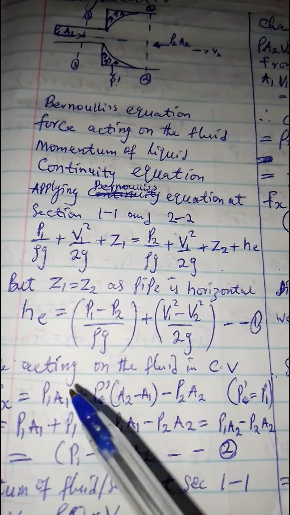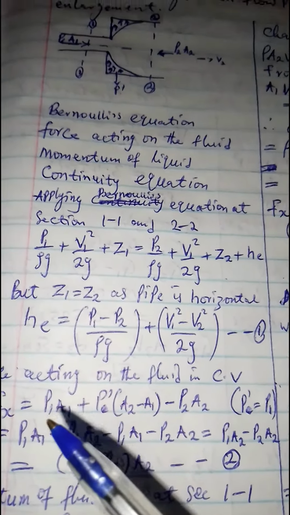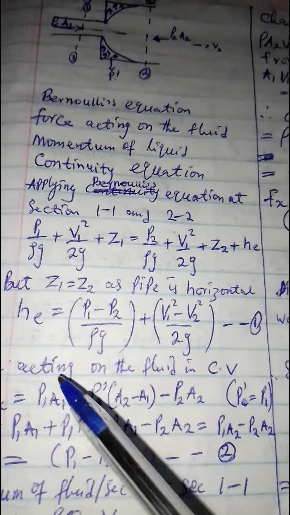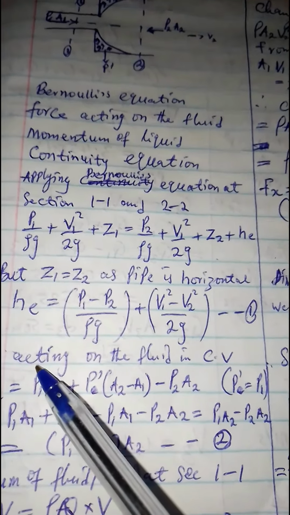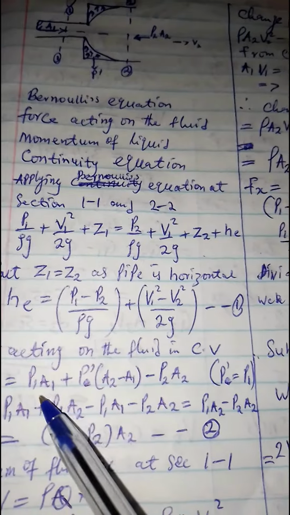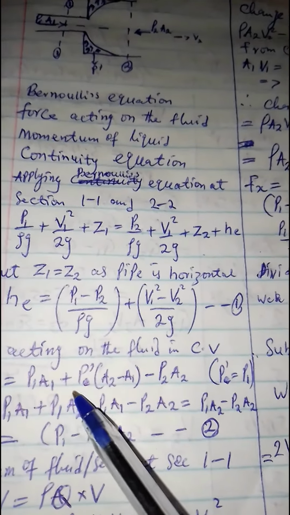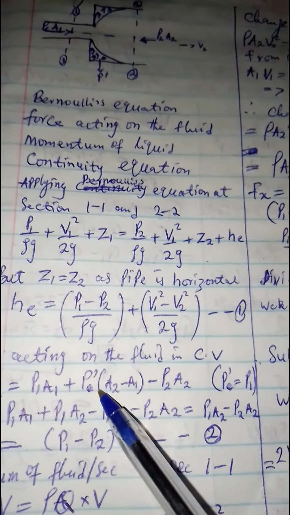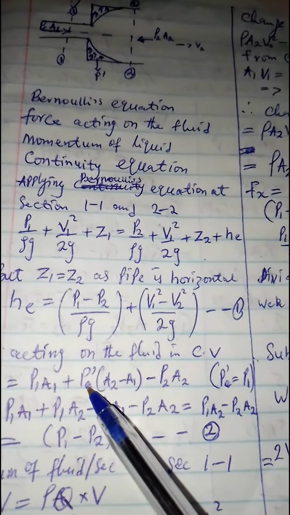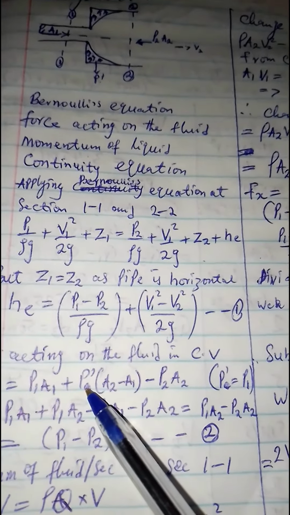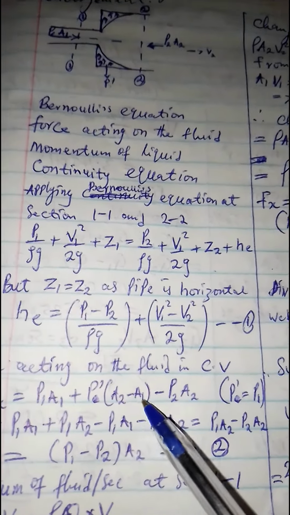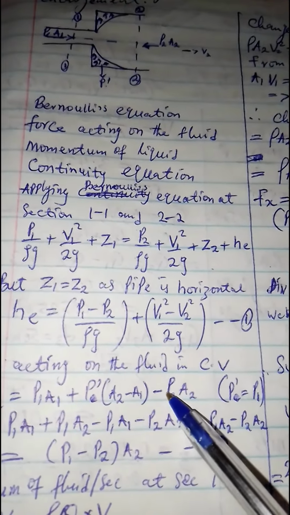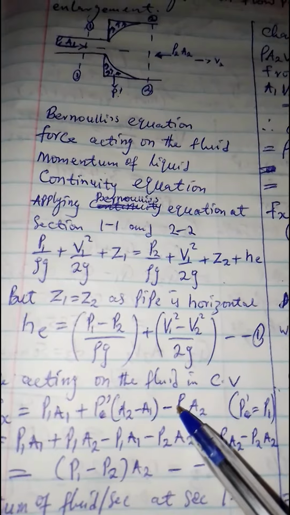For every flowing fluid, there is a force that is pushing it to move at a certain rate, and the force is equal to pressure times area. So for the first section, we have P1 times A1. Then for the point of sudden enlargement, you have P prime, which is experimentally proved to be the same as P1, times A2 minus A1, minus the drag force in the second section, which is P2A2.